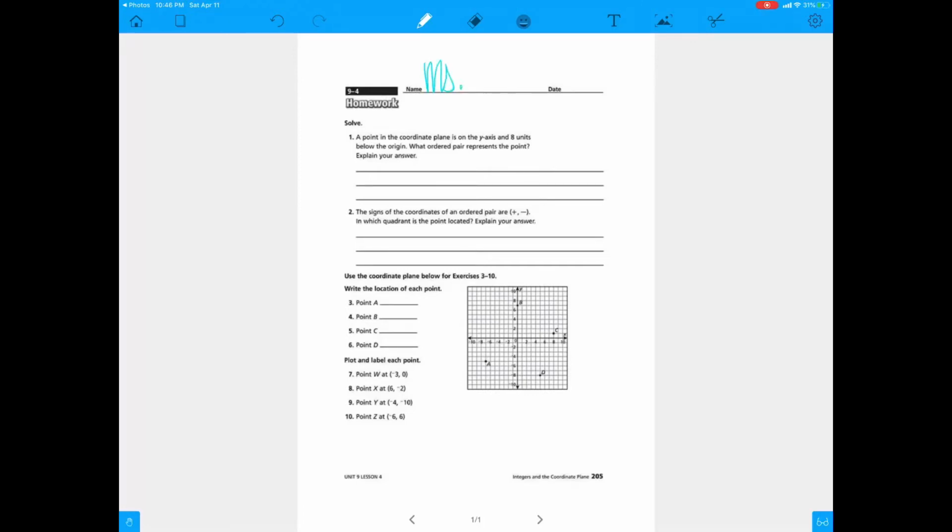This is Unit 9, Lesson 4 homework. This really dives into looking at the coordinate plane, which I happen to love to talk about. Seriously, I love the coordinate plane, looking at quadrants. It's great. It's like a game. Well, that's also why I like math.